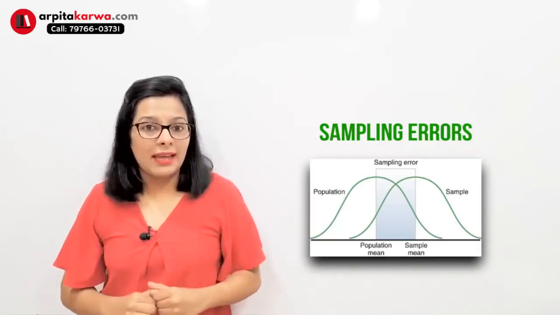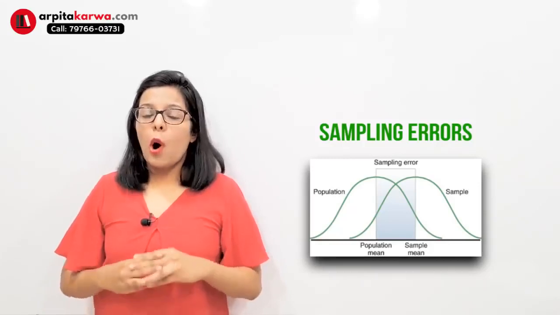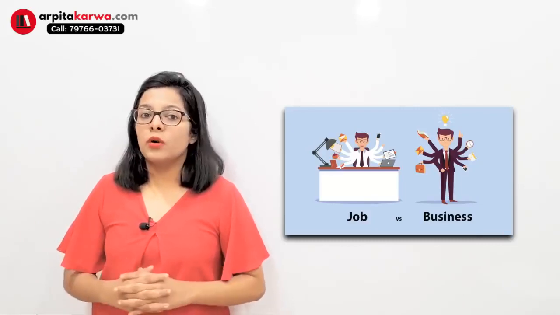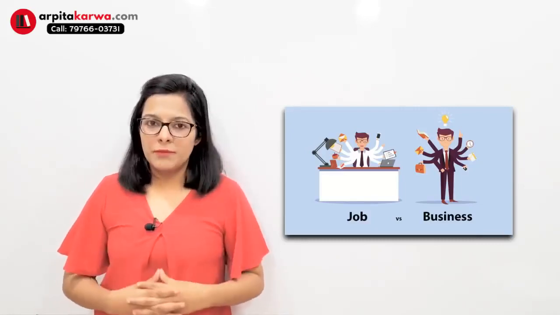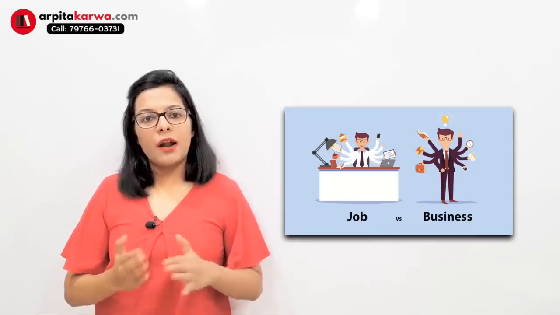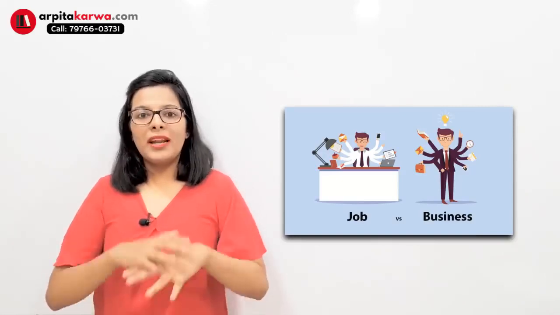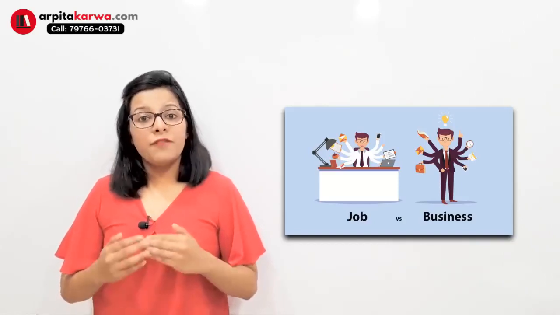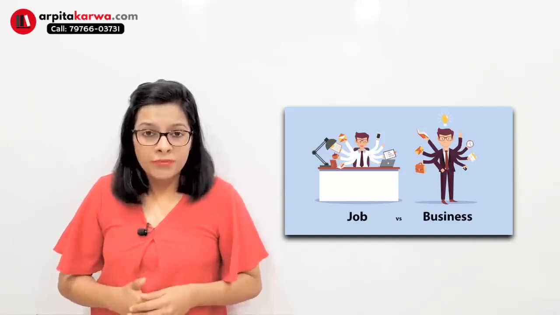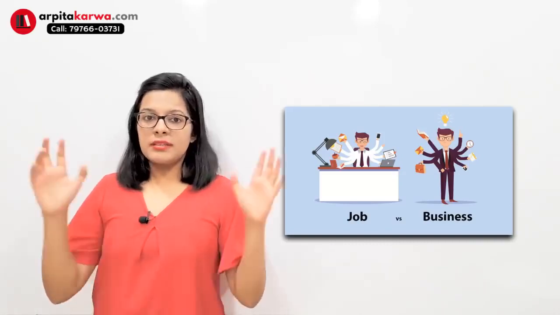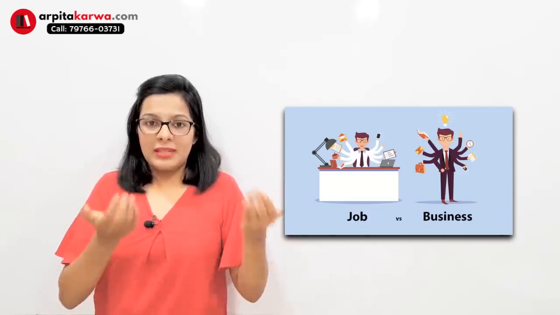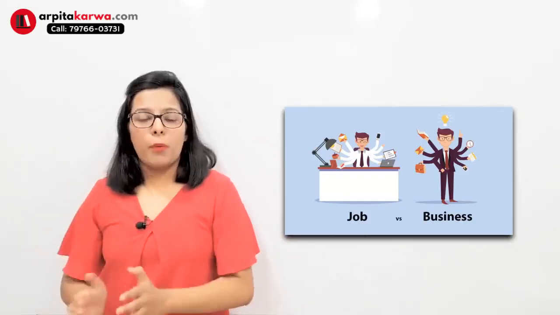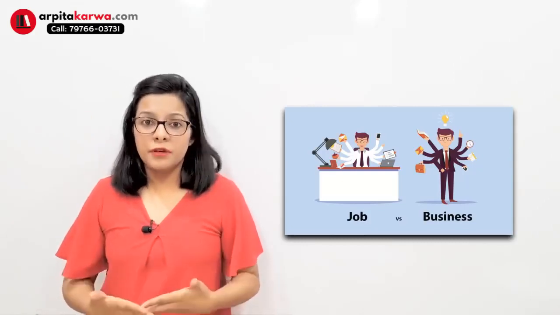I'll give you a very simple example. Suppose I want to research on who is more happy, people who are in job or people who are doing their own business. I take a sample of 200 people, 100 of them are in job and 100 of them are doing their own business. When I research on these 200 people, I analyze their happiness level, I figure out that people who are in jobs are more happy. Now this is a result which I have taken out from my sample. When I use it on the population, I might find that it differs.